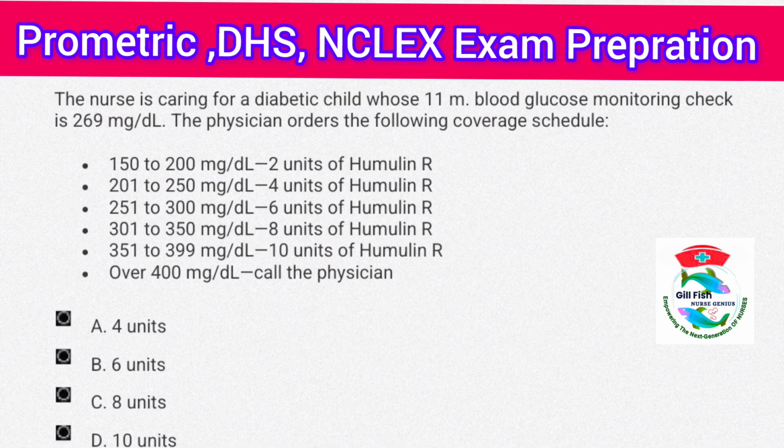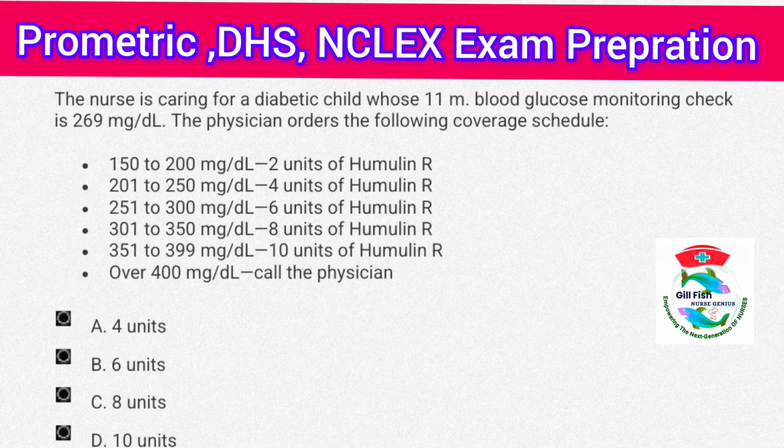Okay, so what is the answer here? Option A, 4 units; option B, 6 units; option C, 8 units; option D, 10 units. Actually the value is 269 mg per deciliter. So what would be the correct answer? 251 to 300 mg means that is 6 units.